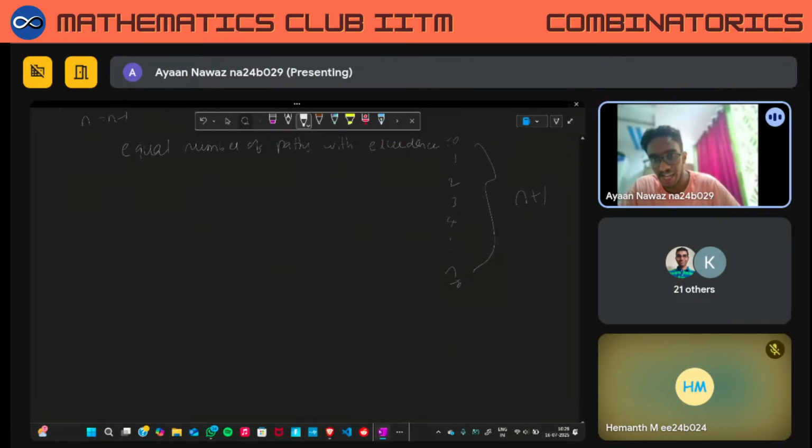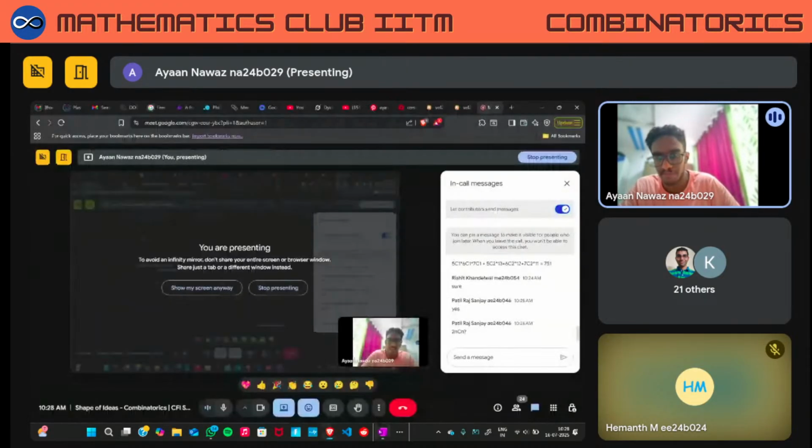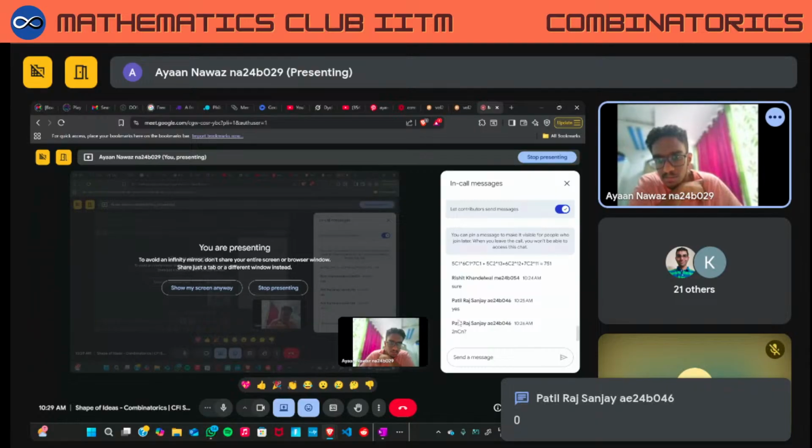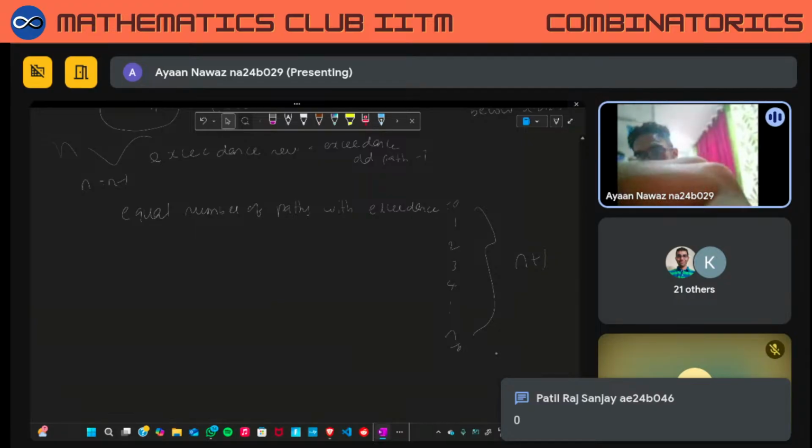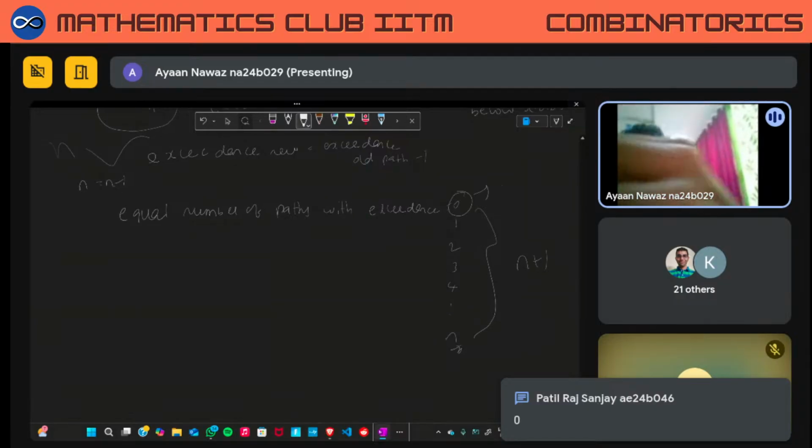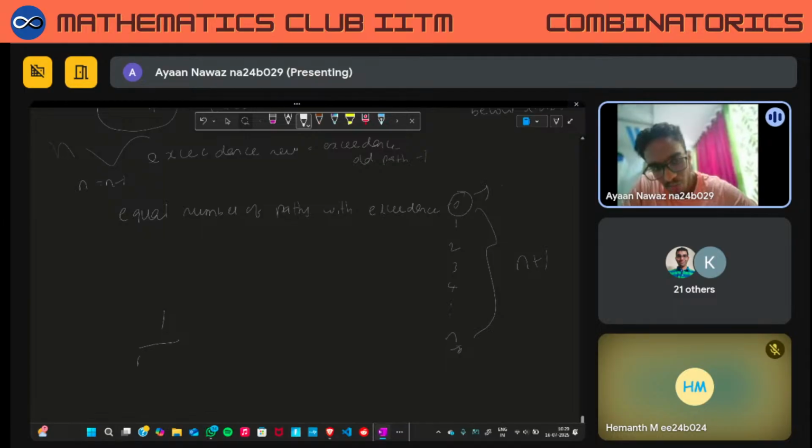The Dyck paths, what would be the exceedance of a Dyck path? You can answer in the chat. A Dyck path means it does not go below the x-axis at all. Yeah, excellent, 0. The exceedance of a Dyck path is 0. So we want all the paths with exceedance 0. That would be 1 by n plus 1 of the total number of paths, because all the sets are equal. That is the Catalan number of n.